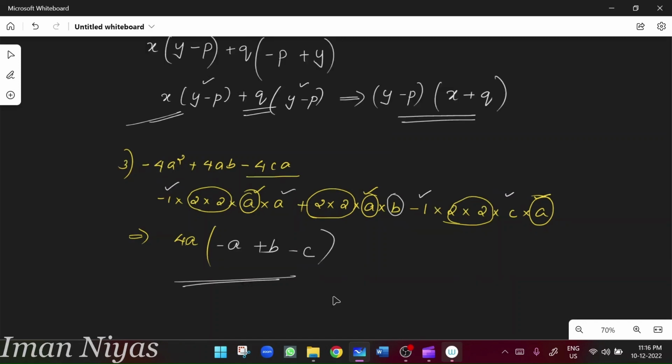Next, we will learn how we can do the factorization by using identities. Okay, that will come up in the next classes.